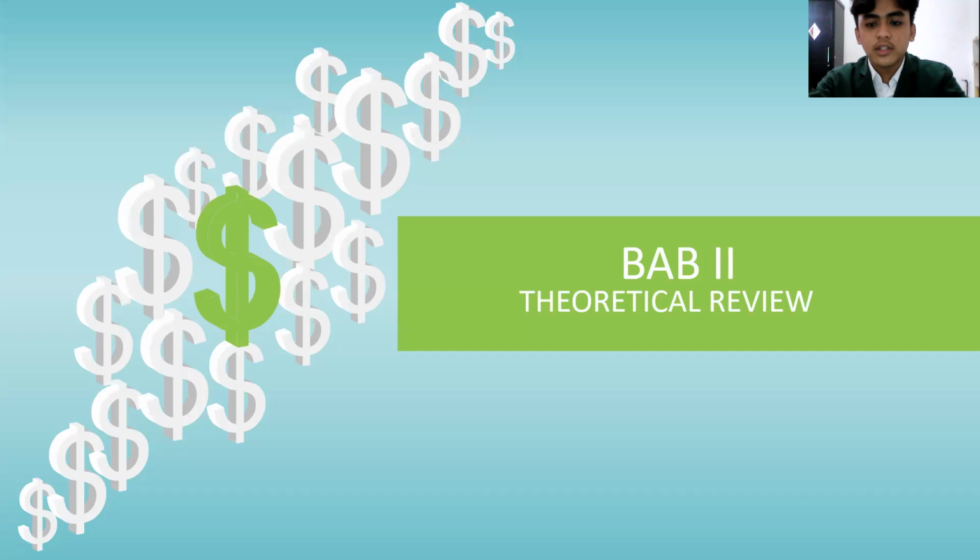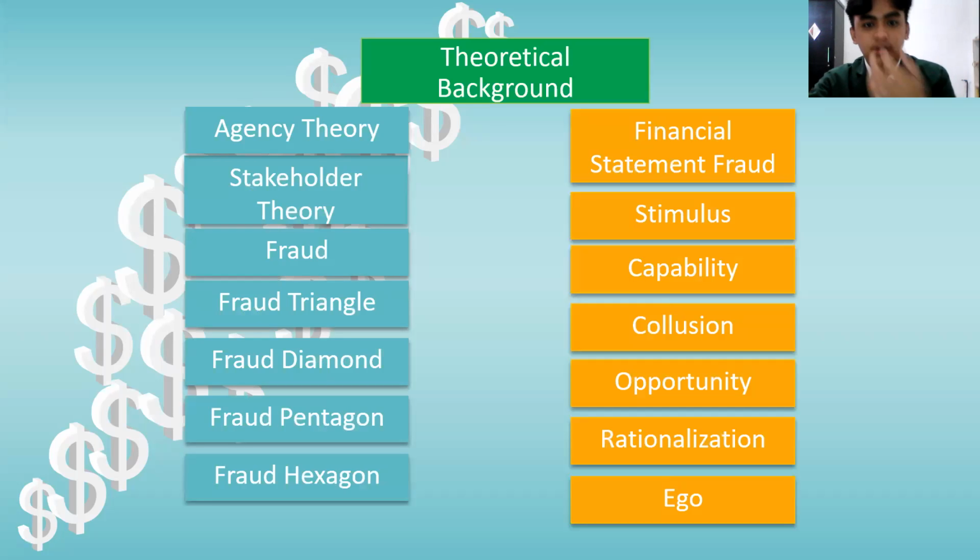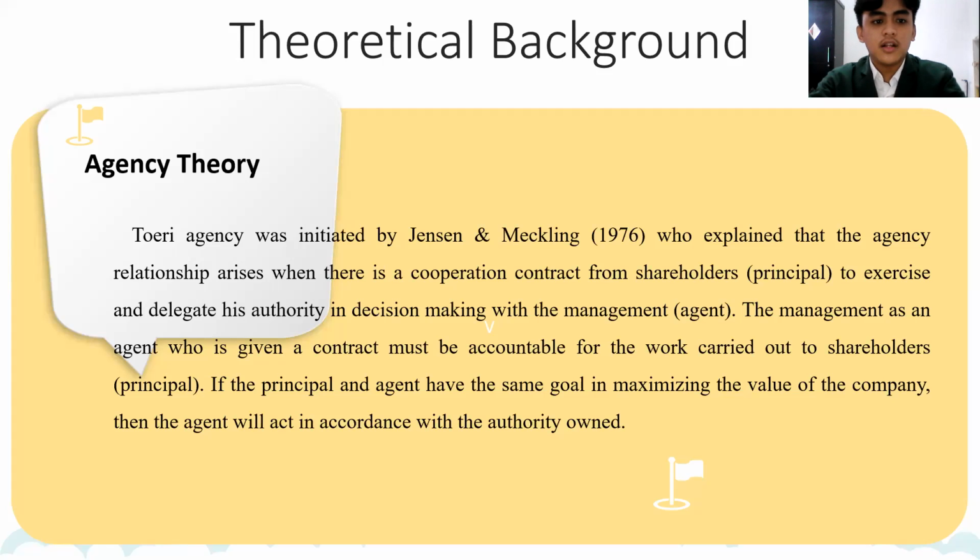Chapter 2, theoretical review. This is my theoretical background. I'm using agency theory, stakeholder theory, and so on. First of all, agency theory. Agency theory was initiated by Jensen and Meckling, 1976.